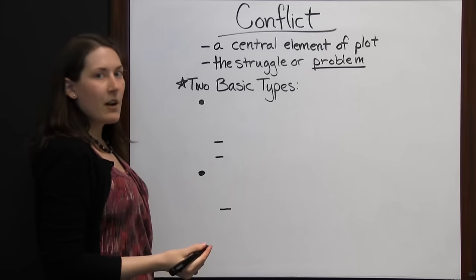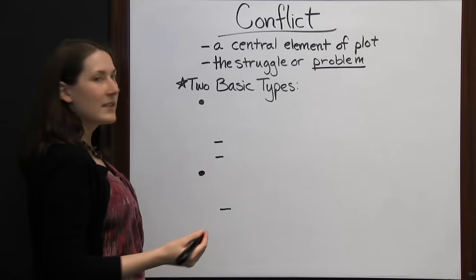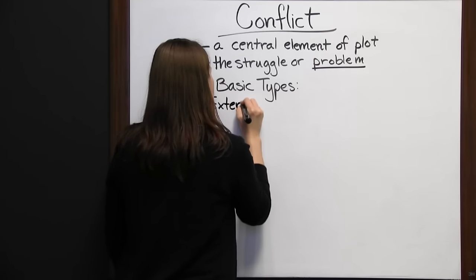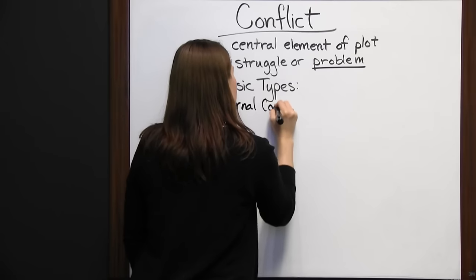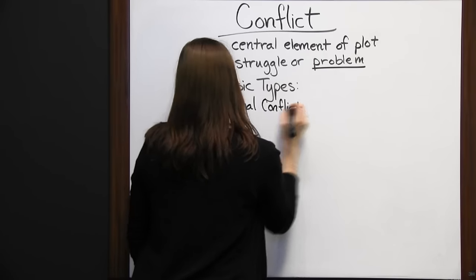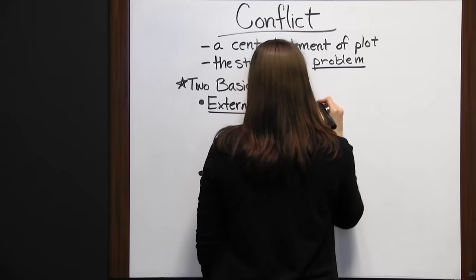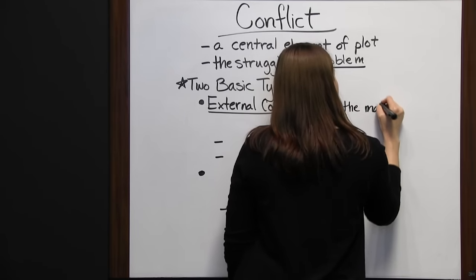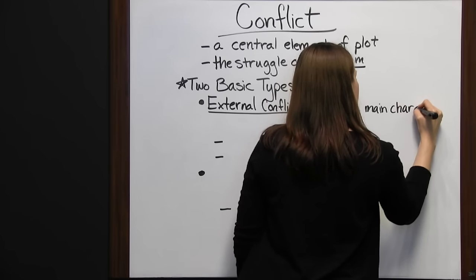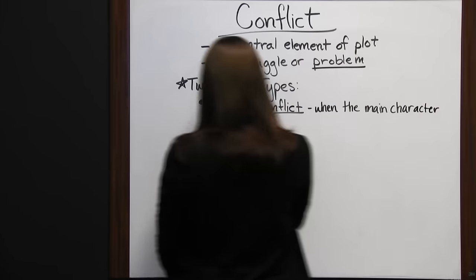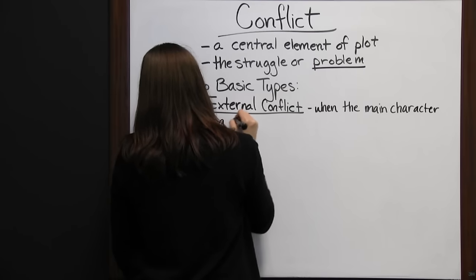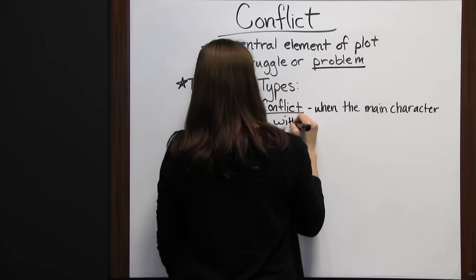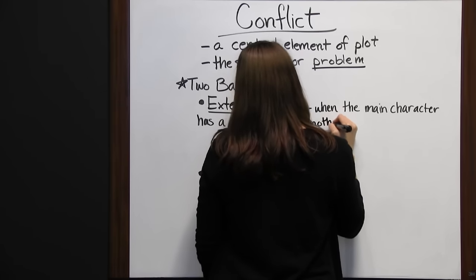Now when you're deciding what the conflict is, there are generally two basic types. You have external conflict, and external conflict is just what it sounds like. When the main character has a struggle with another force. It's external.